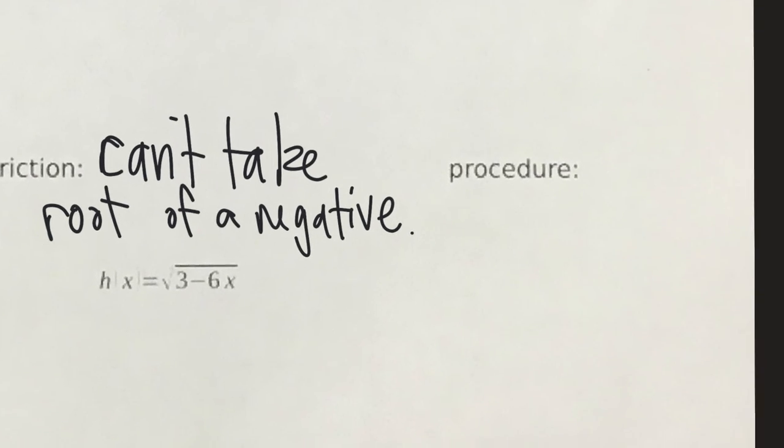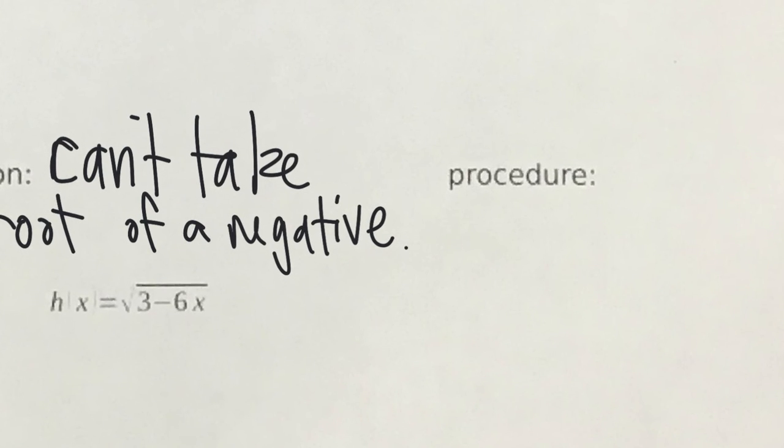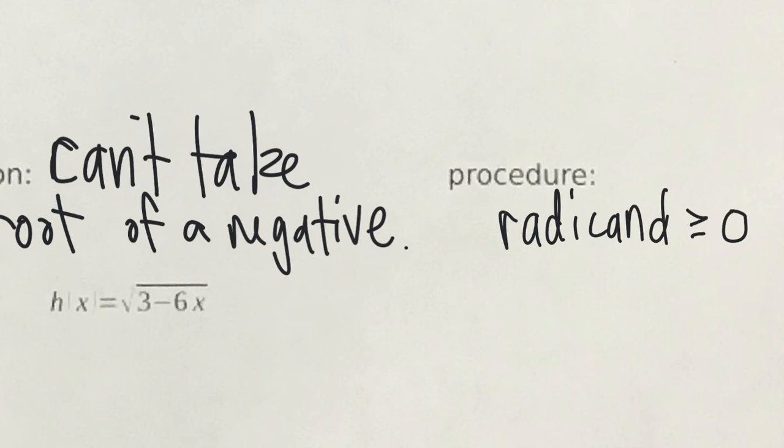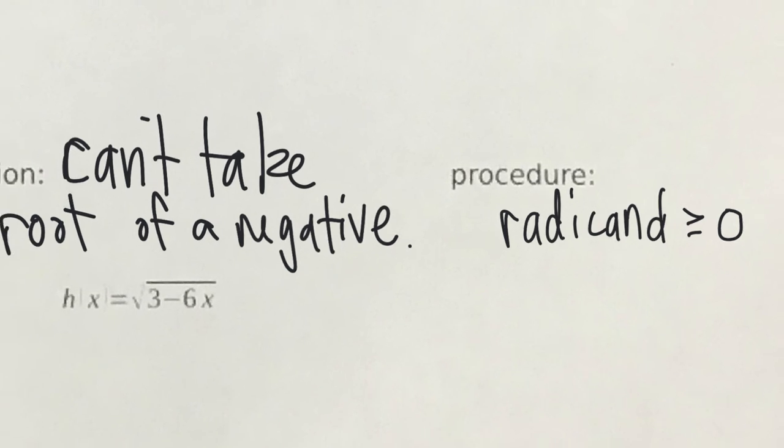So the procedure, what do we do in order to figure out which ones to throw away? You take your radicand, which is all the stuff underneath the radical, and you make sure it's greater than or equal to 0. That's the procedure anytime you see a radical function, a square root or a fourth root. Cube roots have all real domains. You can take the third root of positives and negatives, but you can't take the square root of a negative.